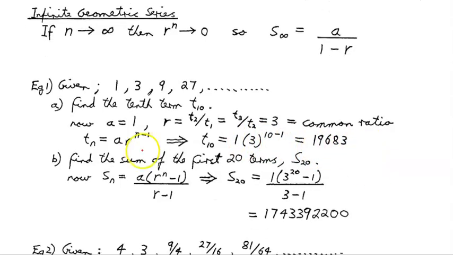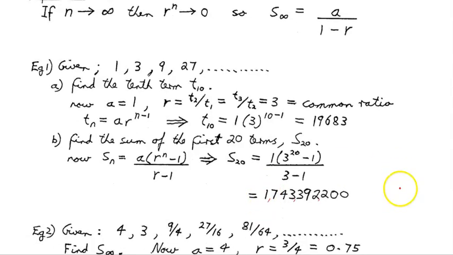We want to find the sum of the first 20 terms, S20. Sn will be a times (r to the n minus 1) on r minus 1, so S20 will be 1 times (3 to the power of 20 minus 1) on 3 minus 1, and again that gives us a very, very large number here. And what have we got here? About 1.7 billion. All right, a bit over that.